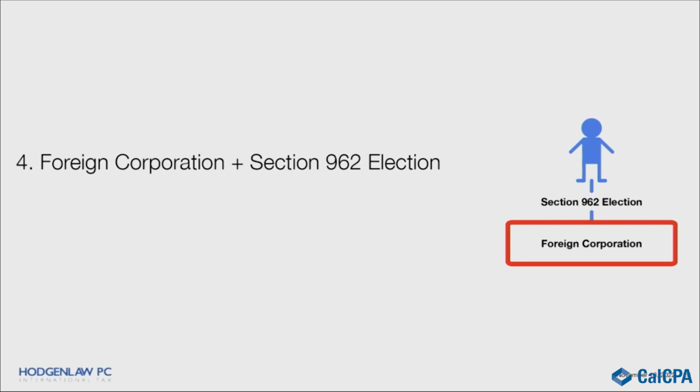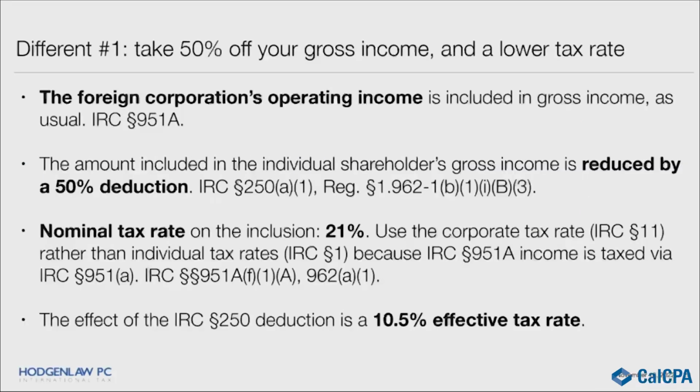So again, remember, you have this idea of a domestic C corporation, you make an S election, and it changes the way that the corporate profits are taxed and the shareholder is taxed. Same idea with Section 962. You can do this for a controlled foreign corporation if you're a U.S. shareholder. And there are three big differences that happen when you make this election.